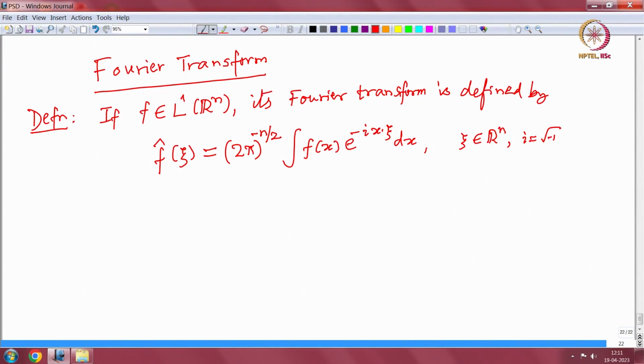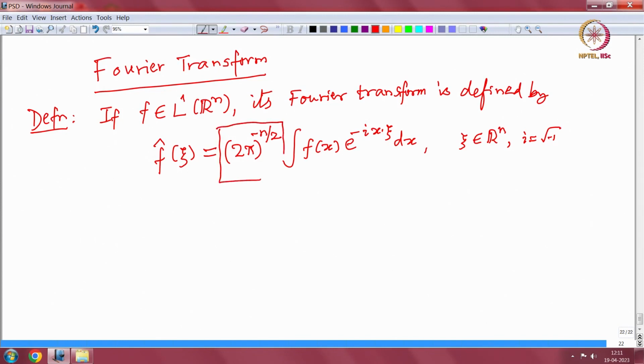So, as such, even if f is real valued, in general f cap may be complex valued. So, we may as well consider f to be complex valued functions. Of course, for real valued functions f cap is also real valued in some examples.